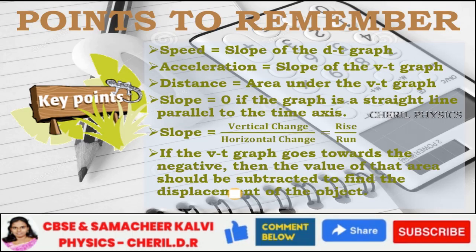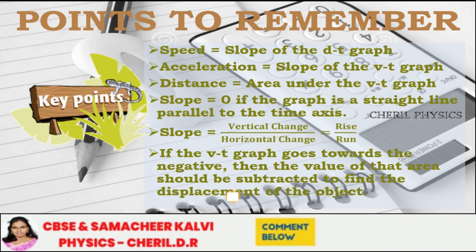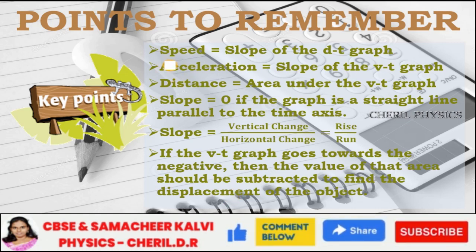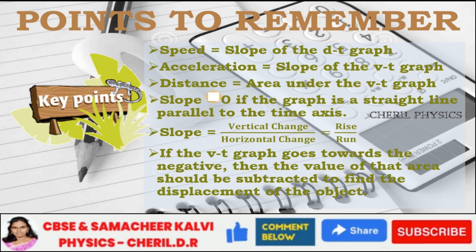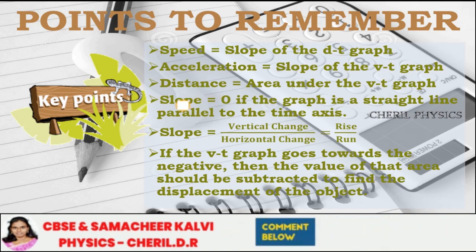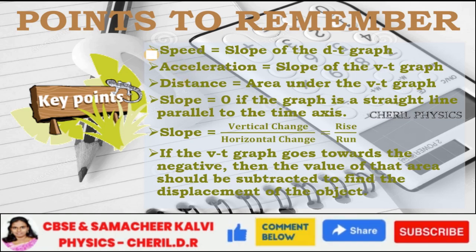So we've discussed the two types of graphs, how we represent them graphically, and how to find the values of speed, acceleration and distance in the previous videos. We also did one numerical in the previous video. So those who have missed it, or if you still have doubts in these concepts, please get back to it so that you will be able to understand it better. Now, with a quick recap of the points, we'll get into the next question.